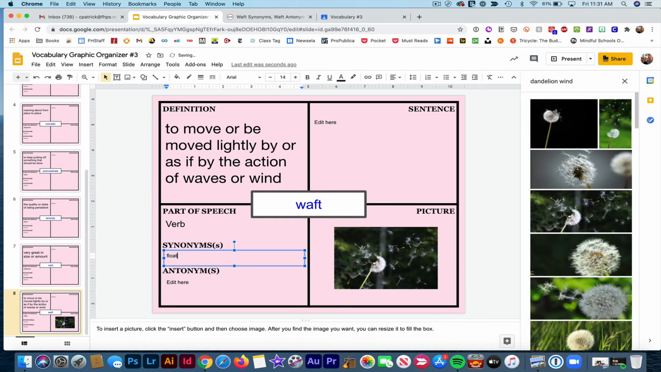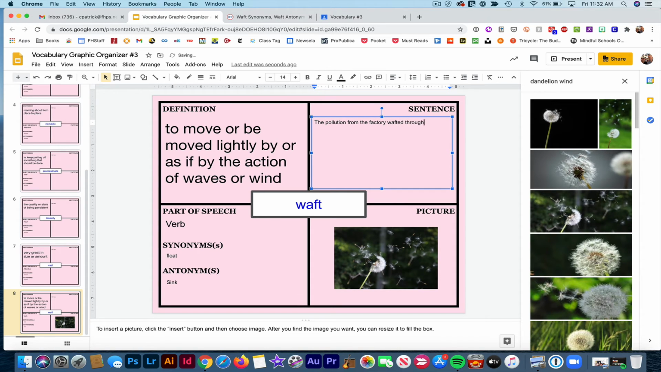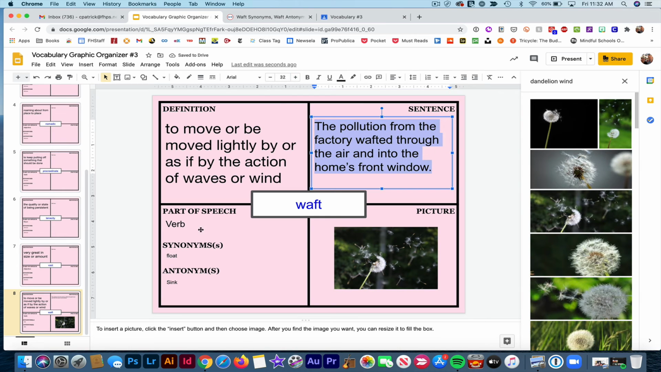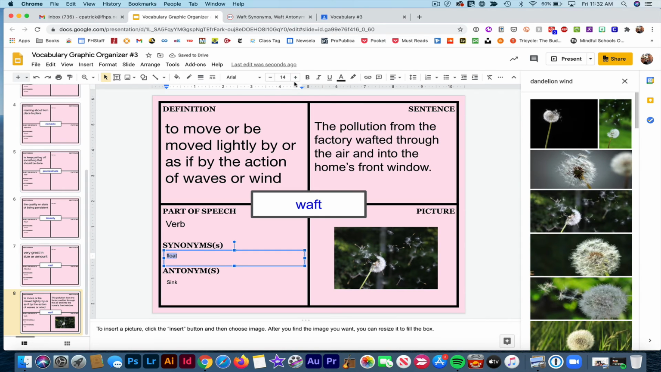Float, sink, and then a sentence. The pollution from the factory wafted through the air and into the home's front window. Okay, and I'm actually going to make that a little bit bigger so it's easier to see, and I'm going to do the same with these two words.